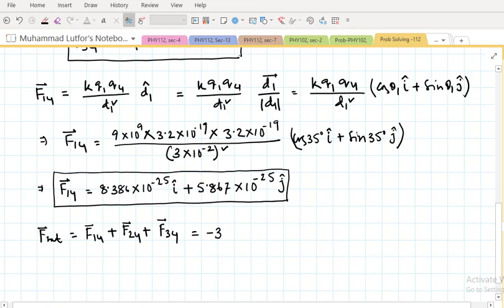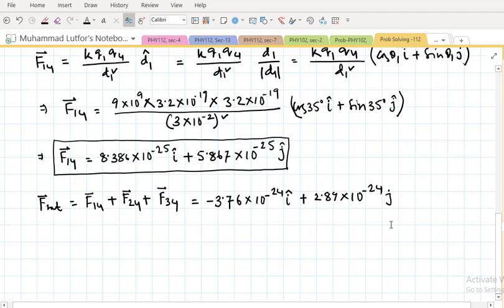If you add them together, you will find that this is going to be minus 3.76 into 10 to the power minus 24 I hat plus 2.89 into 10 to the power minus 24 Z hat. So this is the net force. Now I can find the magnitude of it.